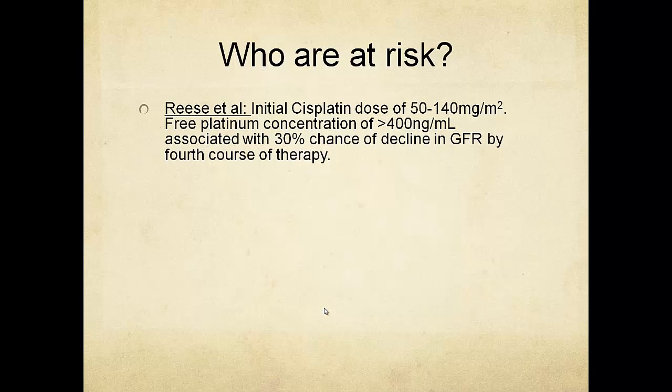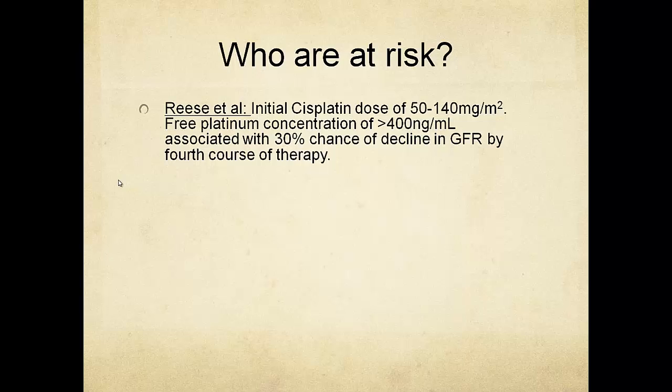Rees et al. proposed that an initial cisplatin dose of around 50 to 140 milligrams per meter squared can be significant enough to produce cisplatin toxicity. They propose that a free platinum concentration of more than 400 nanograms per ml is associated with a 30% chance of decline in GFR by the fourth course of therapy. This platinum concentration is solely for research purposes, and we do not check the platinum concentration in our daily practice.